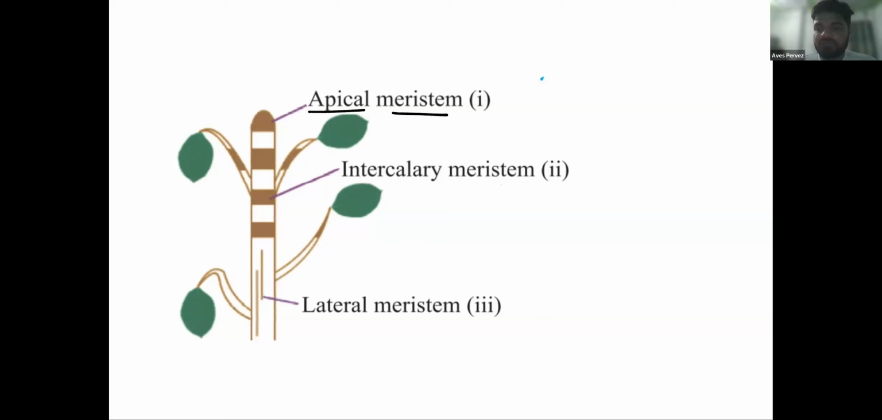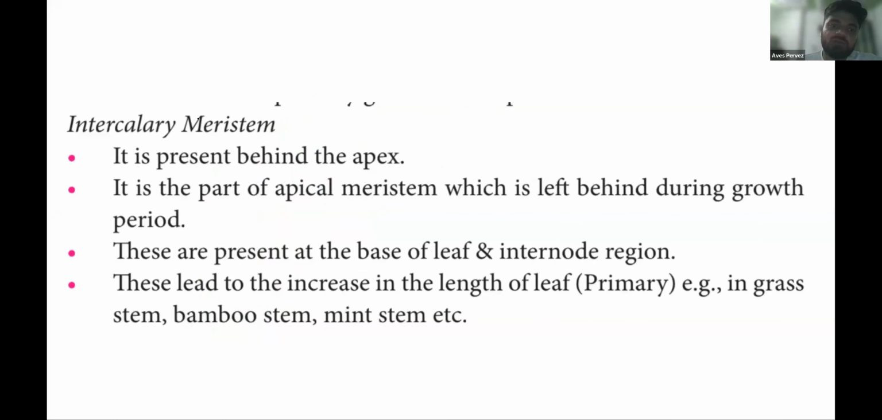The next type of tissue is the intercalary tissue. Let me explain this one also. You have studied this one. Intercalary tissue, or intercalary meristematic tissue, is present at the nodes and internodes, and it is responsible for growth of the node and internode regions. So we can simply say it is present behind the apex. Apex means the apical meristematic tissue, at the tip.